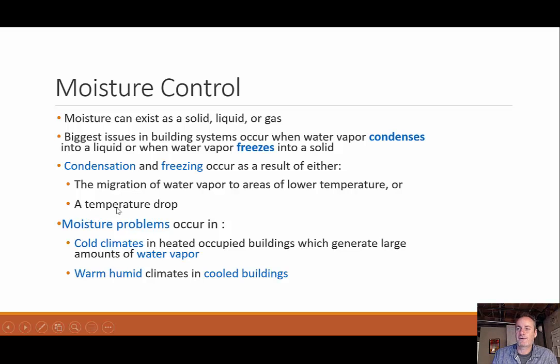It can also happen with a temperature drop as well. So that's my dew point type of stuff, right? Moisture problems can occur in these cold climates. If we are in a cold climate with a heated interior, then we can have these moisture problems. It's a differential in temperature. And the same idea if we're in a warm, humid climate and we have an air-conditioned building. So really what it is, it's the differences between those temperatures, right?